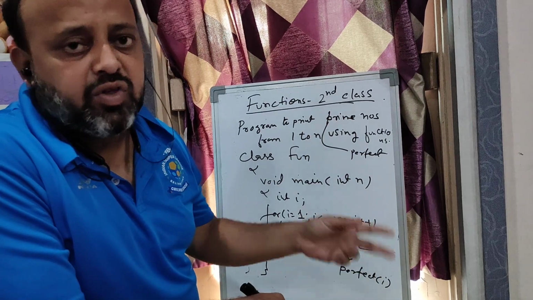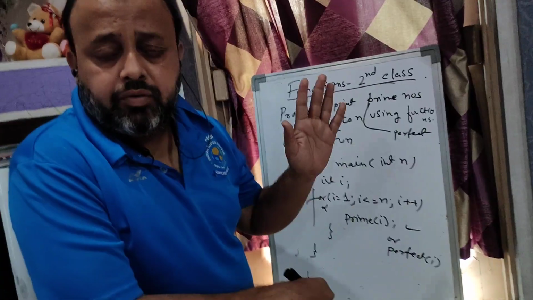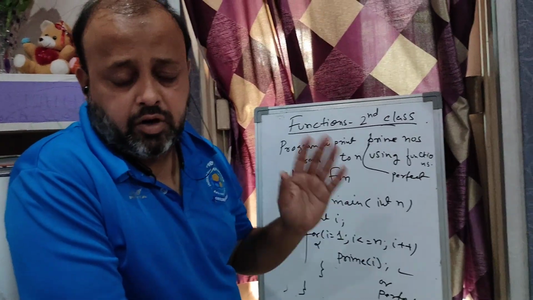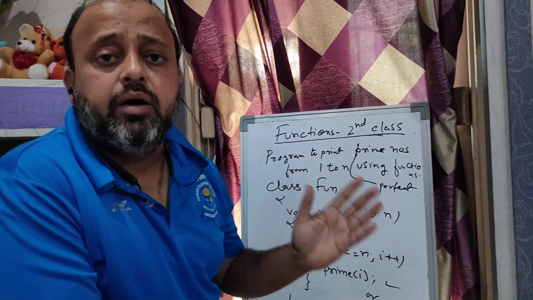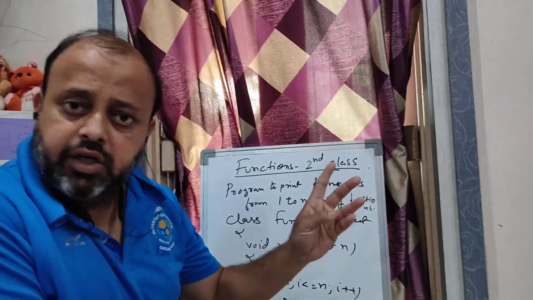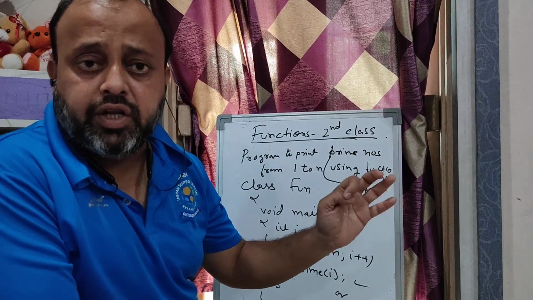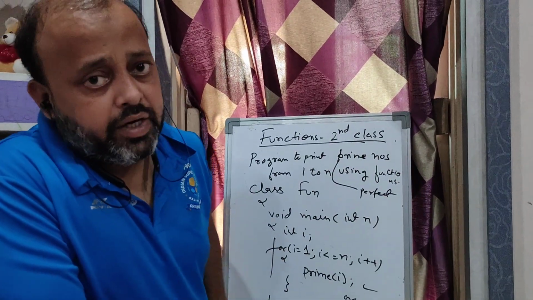I hope you know what a prime number is. A prime number is a number which has two factors. You know what a perfect number is? A perfect number is a number whose sum of the factors equals the number. For example, 6, the factors are 1, 2, 3. Don't include 6. You will get 6. 28, the factors are 1, 2, 4, 7, 14. Add them, you are getting 28.